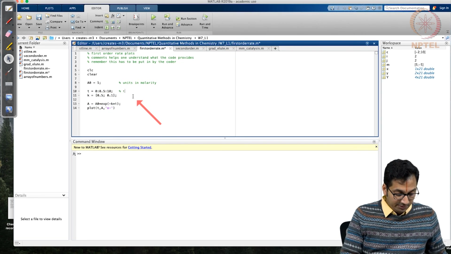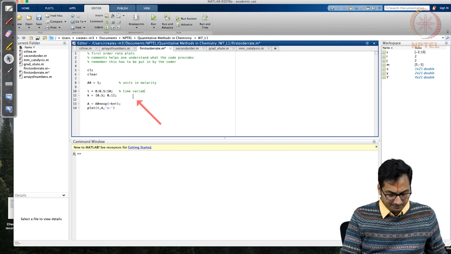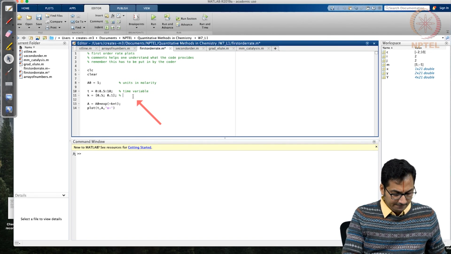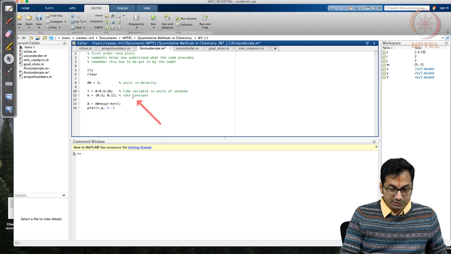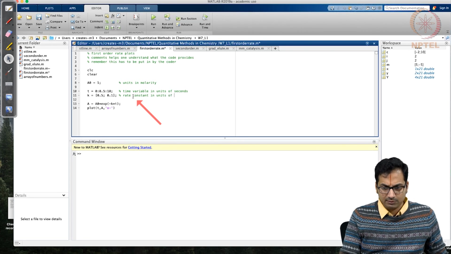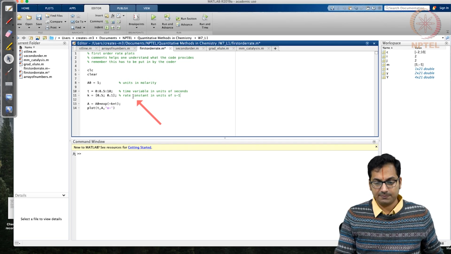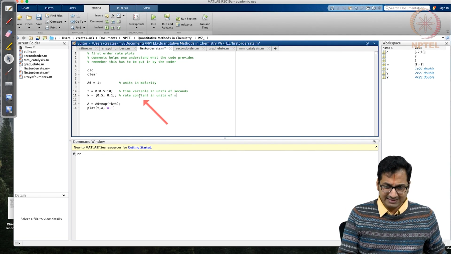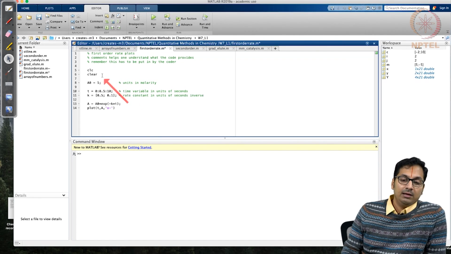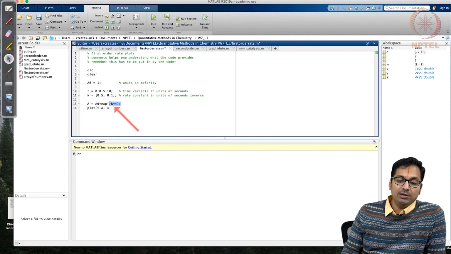So, we can say with a comment, time variable, and this is rate constant. We can say time variable in units of seconds and rate constant in units of second inverse. Now that we have done this, we can actually plot A as a function of t and generate numbers. So, why do we not run it?